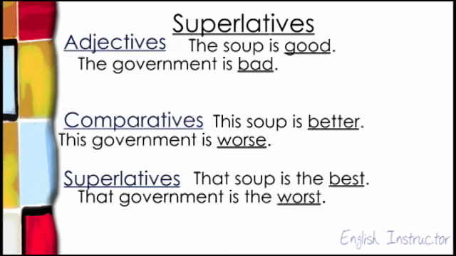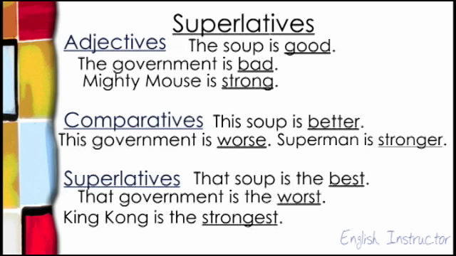The next example follows a very common superlative grammatical rule. Mighty Mouse is strong. Superman is stronger. King Kong is the strongest. Note the adjective strong has only one syllable. Therefore, we use ER on the comparative and we use EST, strongest, on the superlative. This is a very common grammatical rule.